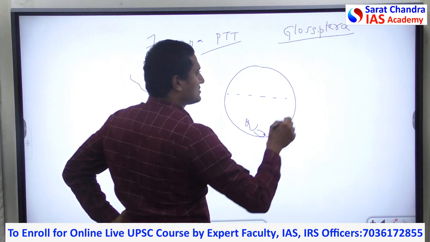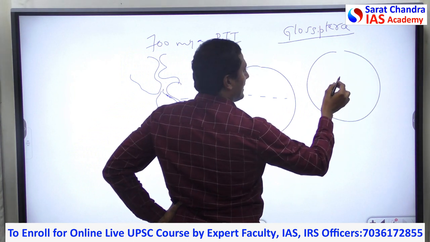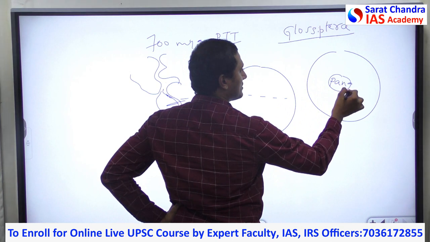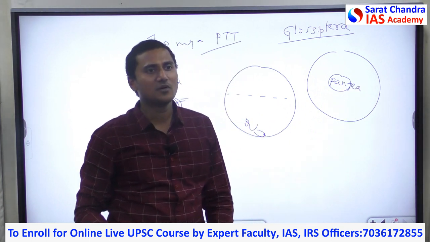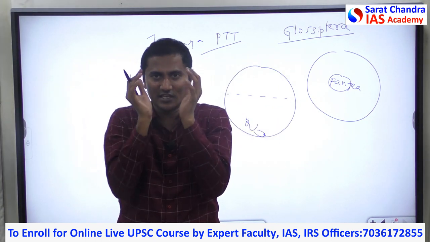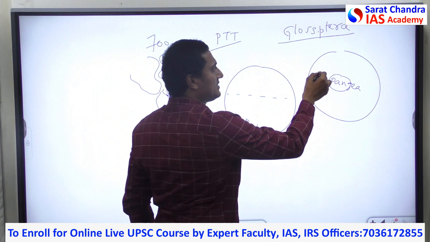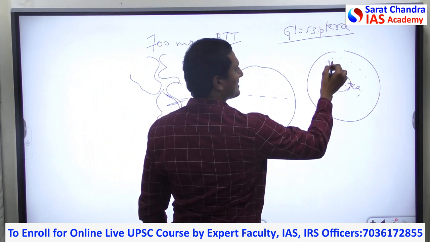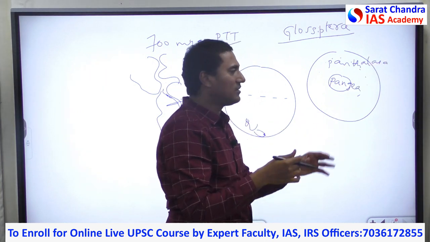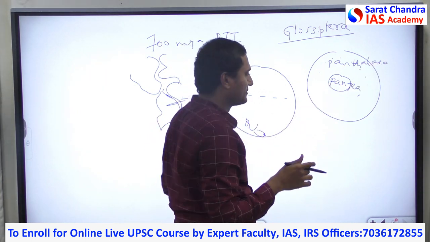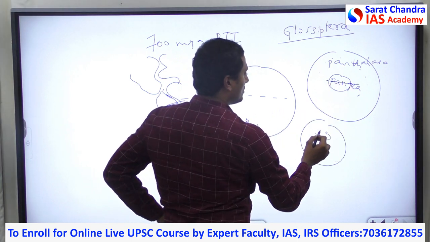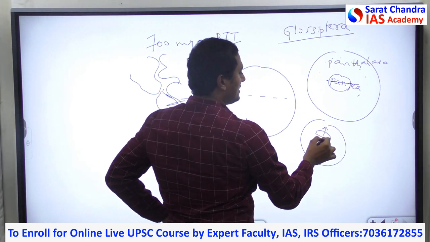Did I discuss that once upon a time, in the earth, the entire land is a single piece called Pangaea? Anybody knows this? Yes. Once upon a time, all the land, North America, South America, Africa, the entire land is together, a single piece called Pangaea. And the entire ocean is together, called Panthalassa. Gradually, the land started breaking. When it broke, initially it broke into two parts. This part went this side, this part went this side.